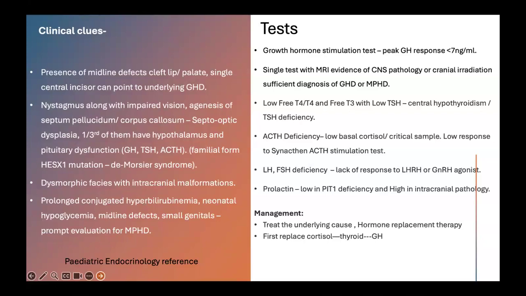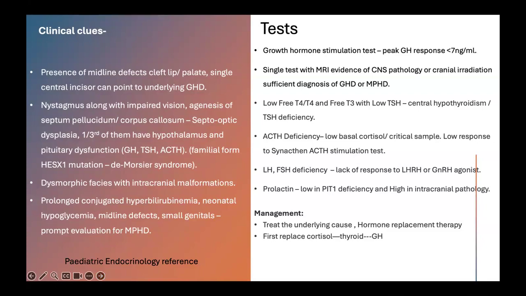In neonates, if there is a presence of neonatal hypoglycemia along with prolonged conjugated hyperbilirubinemia in the setting of midline defects and small genitals, it should prompt evaluation for multiple pituitary hormone deficiency. In such scenarios, a pediatric endocrinology reference is advised. The next step now, when we have a clinical suspicion of either growth hormone deficiency or multiple pituitary hormone deficiency, is to test for the specific hormonal deficiencies.